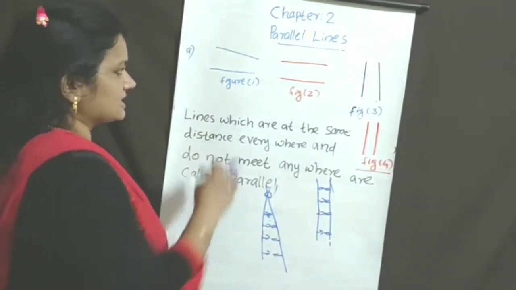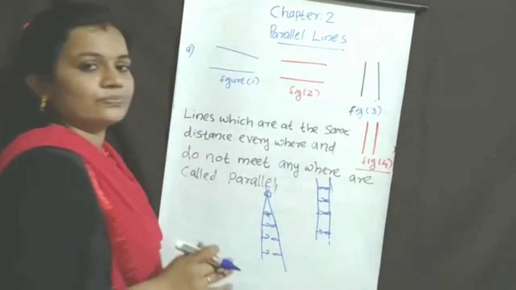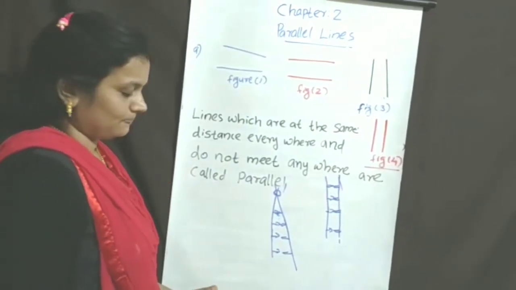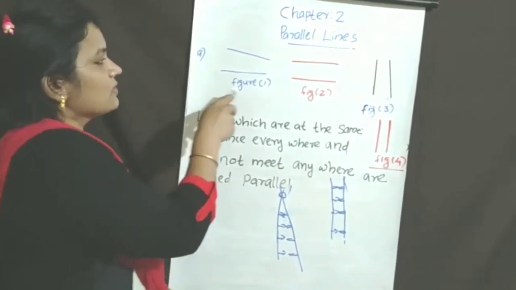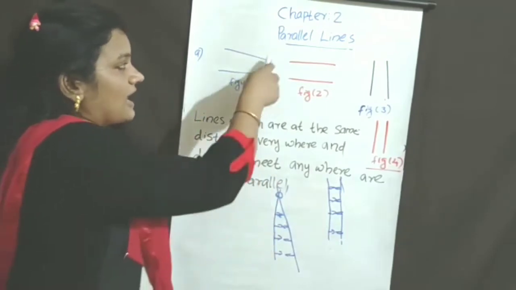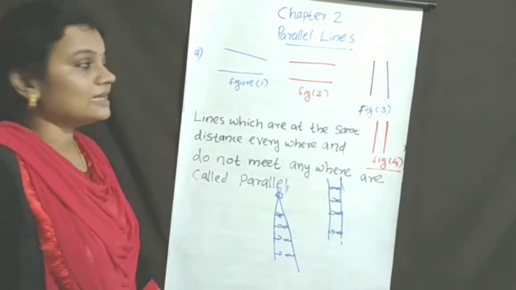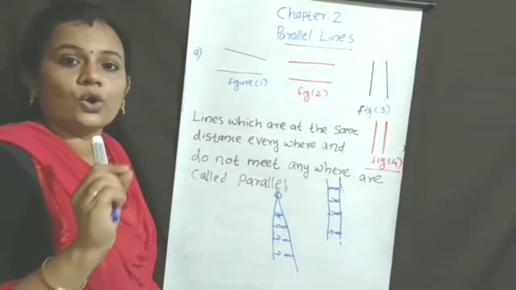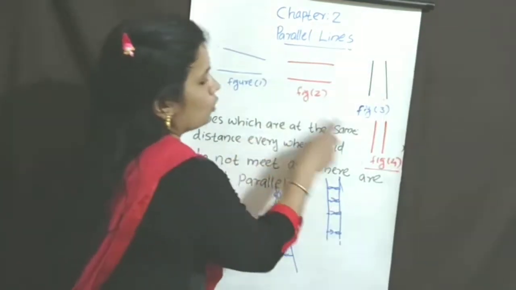Understood? Then we are discussing these four figures, 1, 2, 3, 4. What do you understand? Simply we can say figure 1 and figure 3 are extending. If we extend the end points, they will meet at a point. The distance between these two lines is not equal. Then what about figure 2 and figure 4?